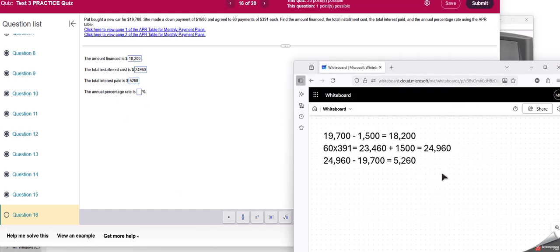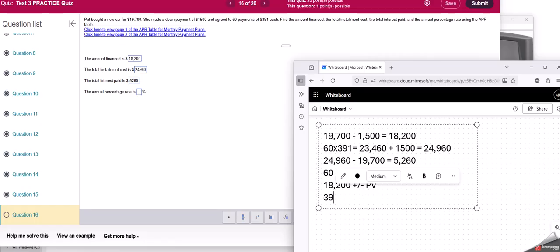And then finally, the annual percentage rate, I put that into the calculator. So we've got 60 payments, 60 is our N. We're trying to figure out the IY, that's what we're looking for. The amount that they financed, 18,200, make it negative, is the present value. $391 is the payment, now that's positive. No future value ever on a loan. And then we'll compute the IY.